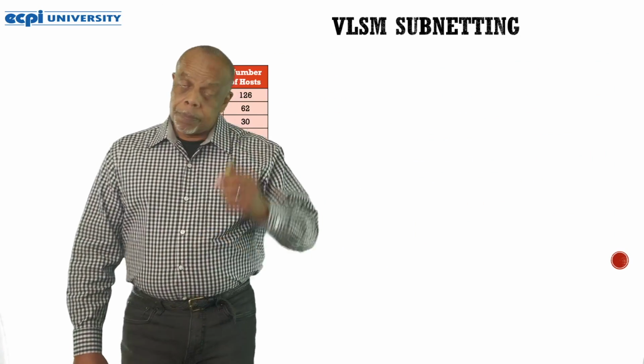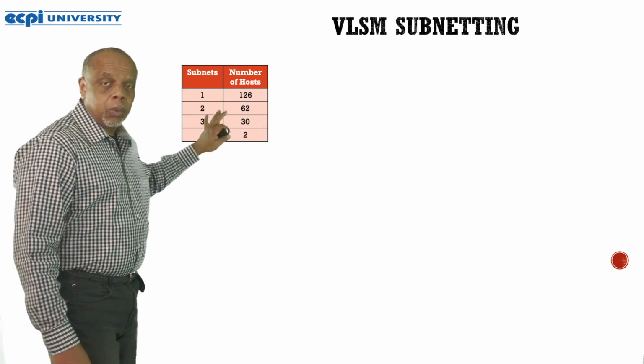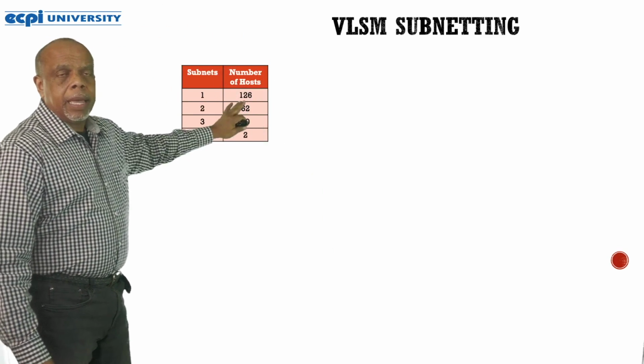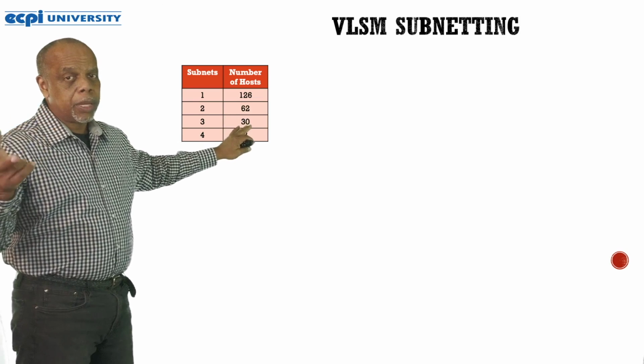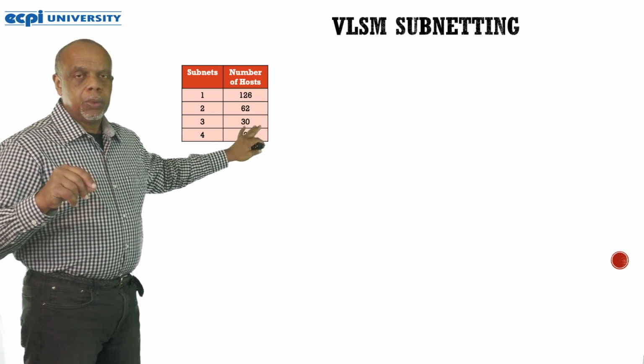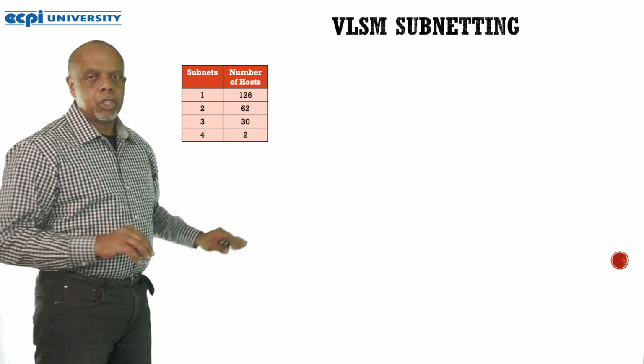So let's take a look at that. This would be our subnets. Let's say we're going to need 4 subnets, right? With an available number of hosts of 126, because we've got to pull those 2 out. It was 128, but those 2 chairs got to come out. 62, same thing, 30, and 2.